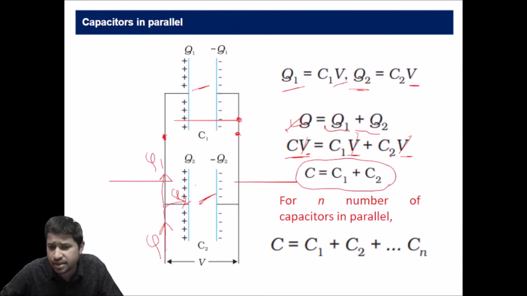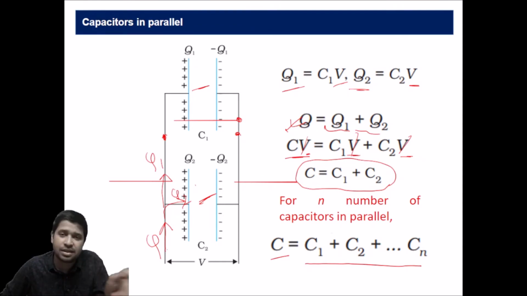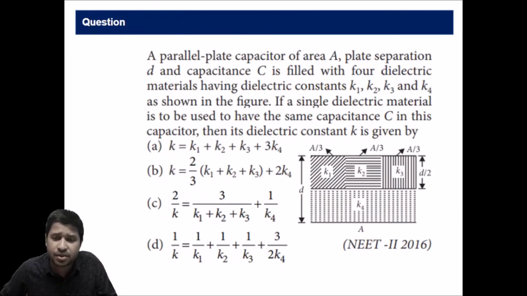As simple as this. So from this we know that when we have a number of capacitors which are connected in parallel, the total capacitance is just the linear sum of all the capacitances. So we just need to remember two things: in series, 1 by C is equal to 1 by C1 plus 1 by C2 and so on, and when they are connected in parallel, C is C1 plus C2 and so on. So with this, let us try to do one question which came in NEET in 2016. It's quite recent.